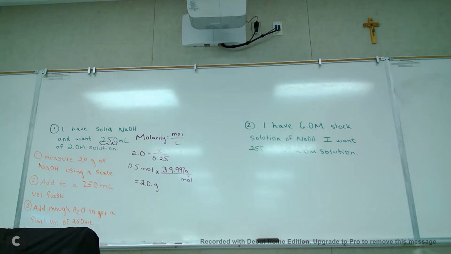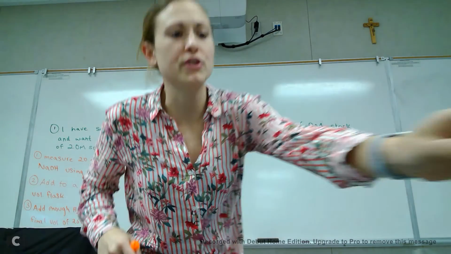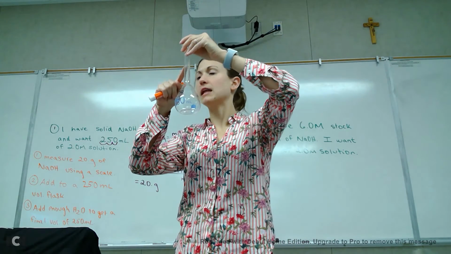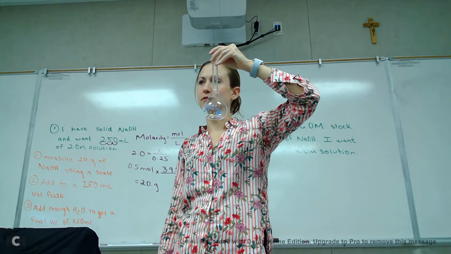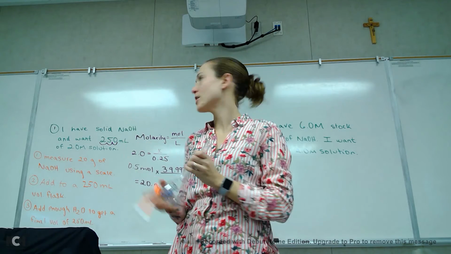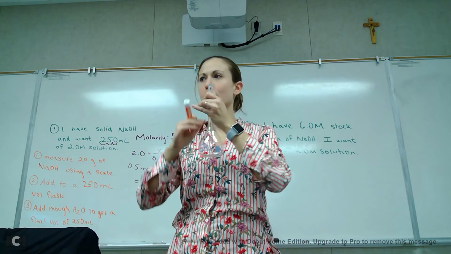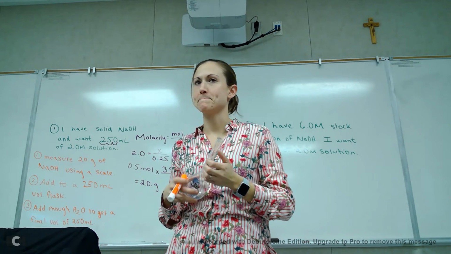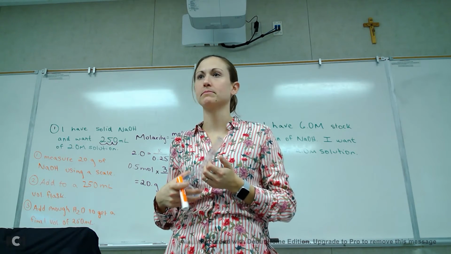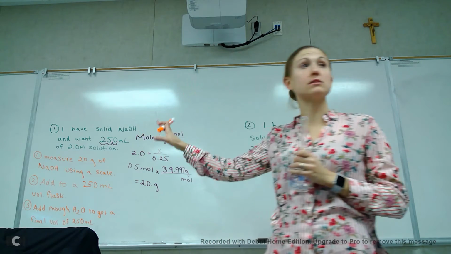So what happens if you mess up, like in the actual lab? If you measure 20 grams, and then you're adding water to your volumetric flask, and you are supposed to add water until you hit this line, and you accidentally overshoot it. Guess what you have to do? Dump it out, reweigh it, pour it in again, add water until you get exactly to that line. So you wasted your time. It's a pain. Okay, are we good with making a solution from a solid?